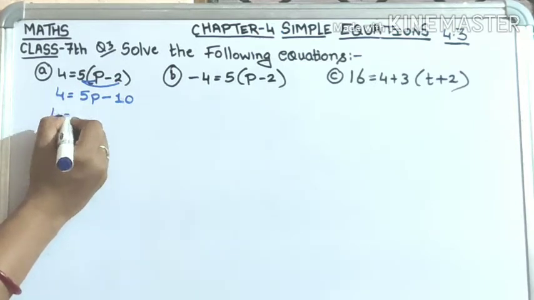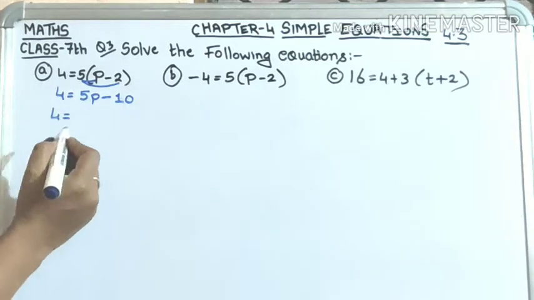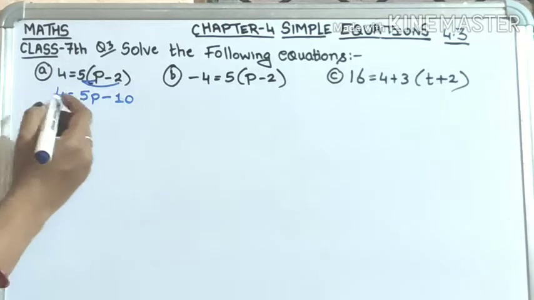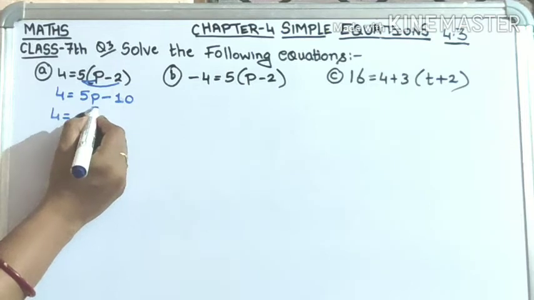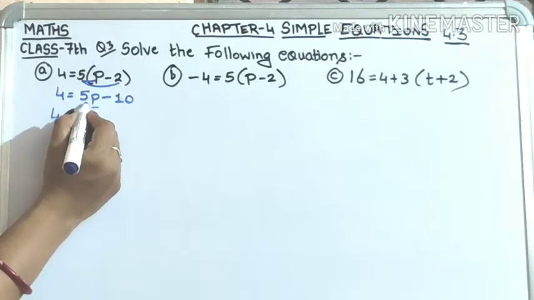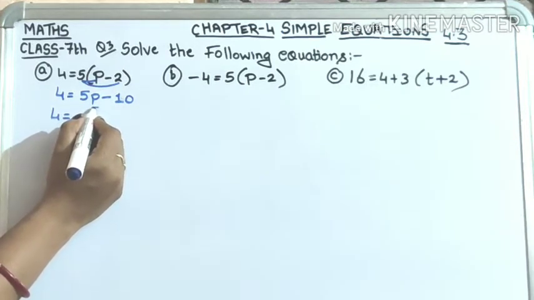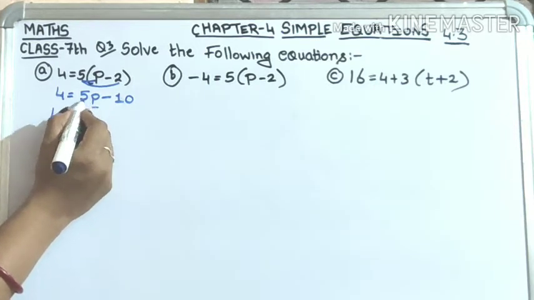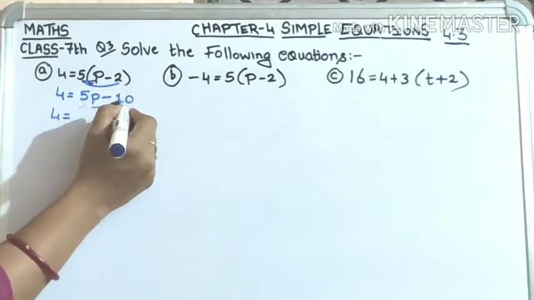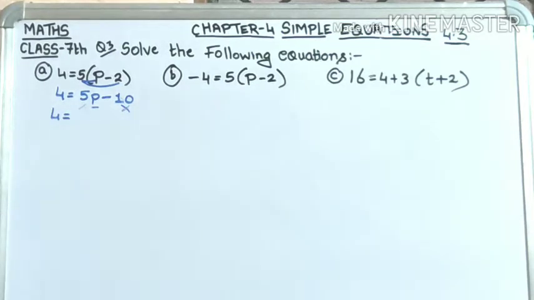Now the variable is given in the RHS. P is the variable, and we have to find the value of this p. So to find the value of p, we have to remove the numbers given with this variable. The numbers given with this variable are 5 and minus 10. We have to remove both of these numbers.